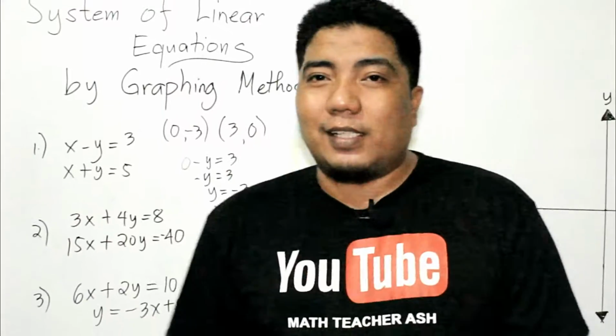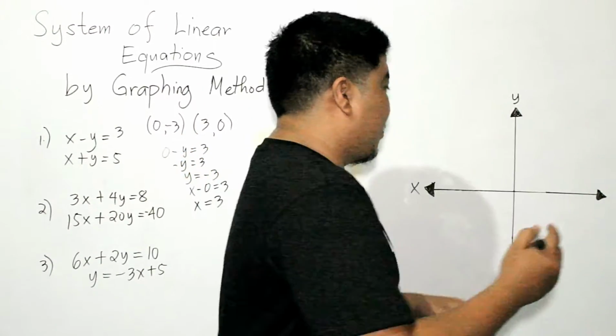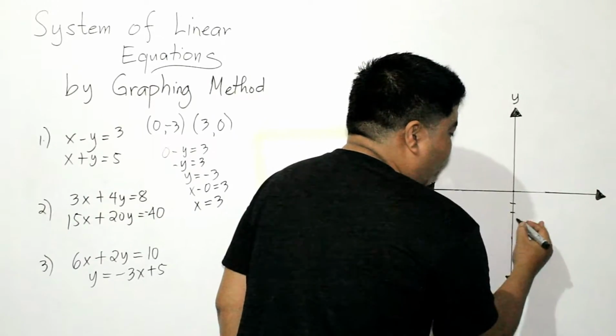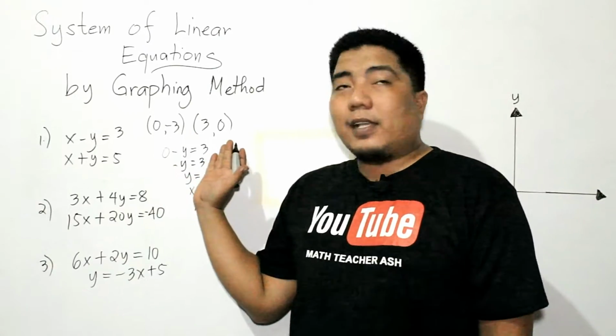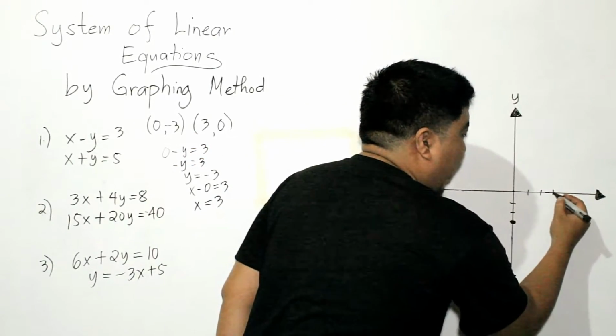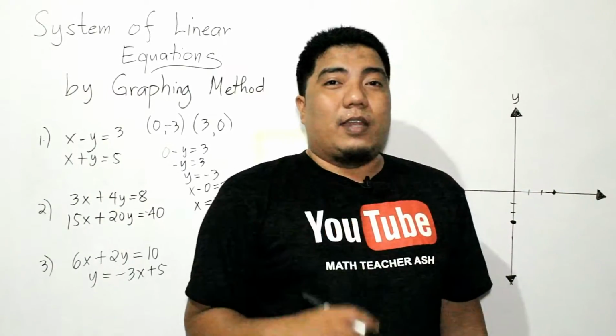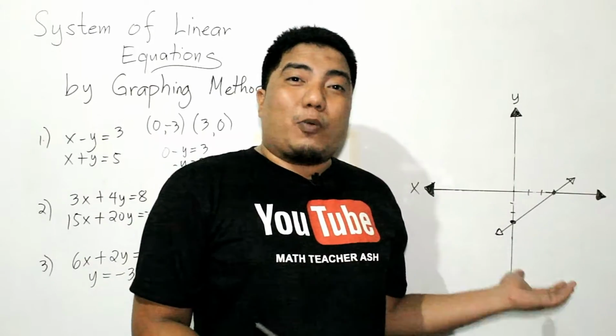So, you can have this in your graph. That is your y-intercept at negative 3. 1, 2, 3. That is here. And your x-intercept at positive 3. So, that is 1, 2, 3. That's here. Now, what you can do is connect the dots. And this is the graph for your first equation.